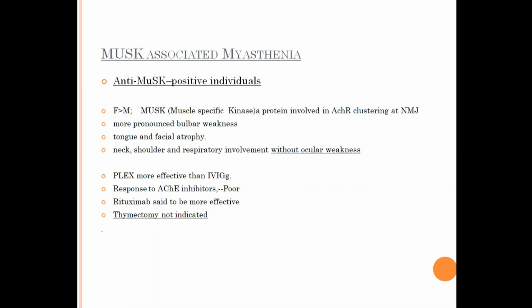Now, having found a MuSK antibody, does the phenotype differ clinically from the AChR antibody? Yes, it does differ. Females are more often affected, and there is more pronounced bulbar weakness, and very surprisingly, there is an atrophy of the tongue and face. Ocular weakness is rare. So if you find bulbar symptoms in a female patient with, of course, fluctuations, then you should look for MuSK antibody specifically.